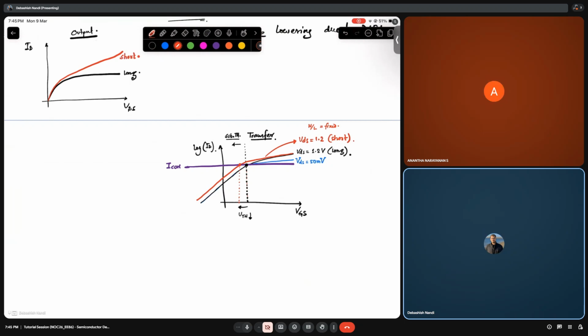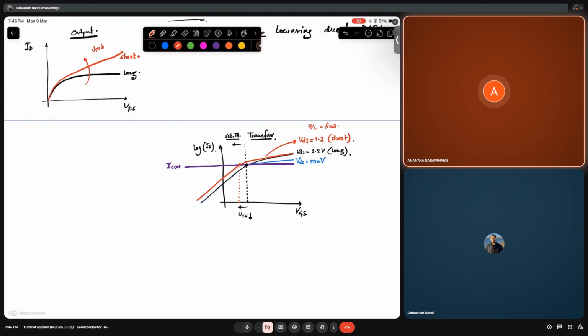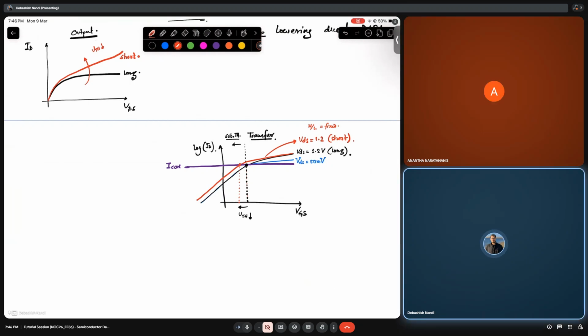Why this increase in current? Because your VTH is getting lowered. And we know that current is proportional to (VGS minus VTH) whole square, right? So if VTH is decreasing, VGS minus VTH will increase and ID will increase. This is why. So these are the signatures of DIBL, okay?